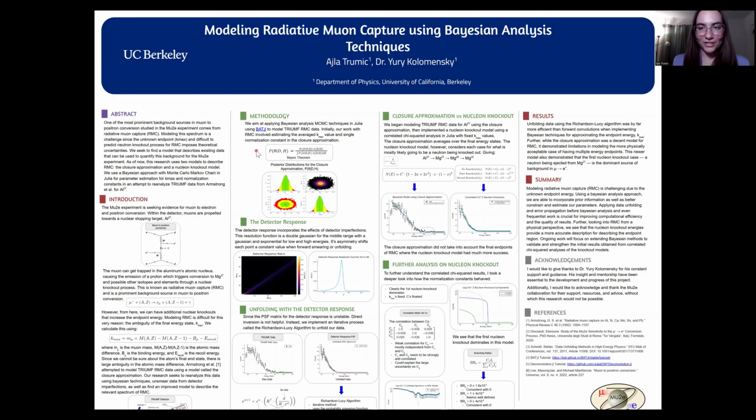So a little bit about Bayesian analysis. Basically, this is Bayes' theorem here. It allows you to get the probability of your hypothesis given the data that you have. And better yet, it allows you to incorporate prior information that you have about the system. Now, before we can even begin implementing this, we have to understand how our detector itself sees our data.